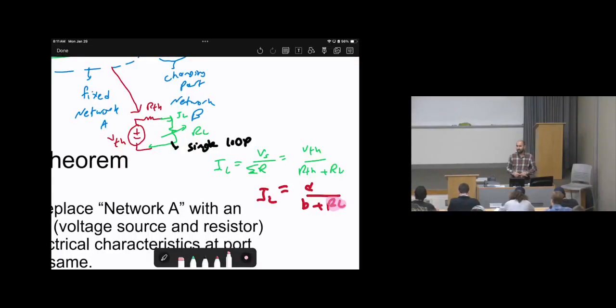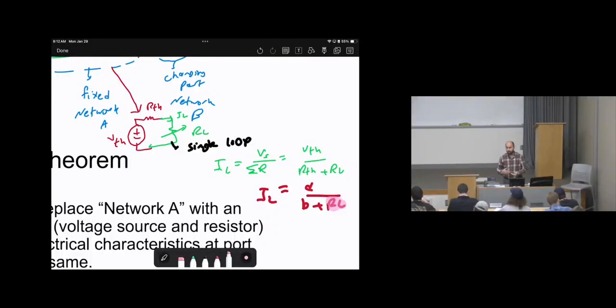So instead of solving the circuit, which takes several hours, it will take you a few minutes, actually. Even just a few minutes because of doing Thevenin, finding V Thevenin and R Thevenin, while the rest will be in seconds. IL is A over B plus RL. Okay? Does this make sense? So basically, Thevenin makes life easier, especially when we deal with these kinds of practical problems.